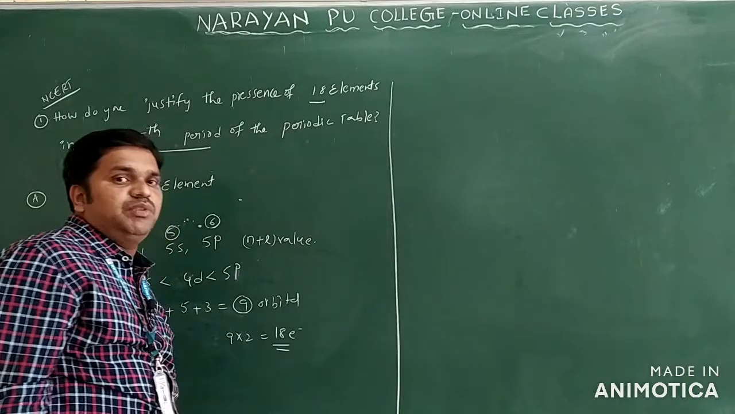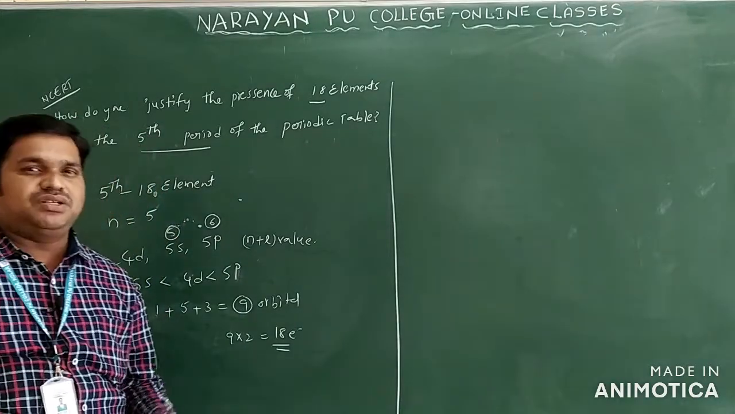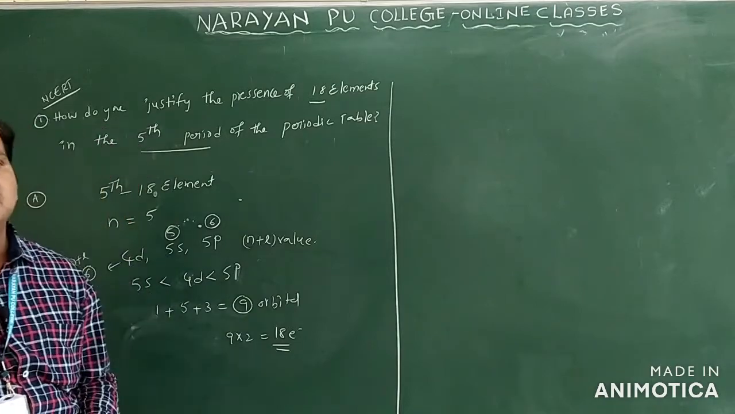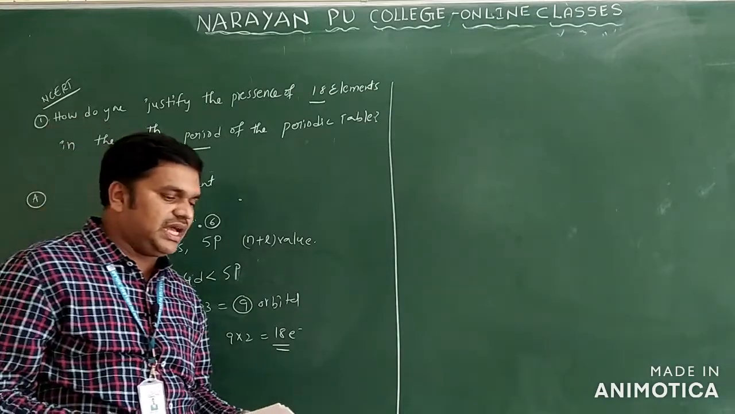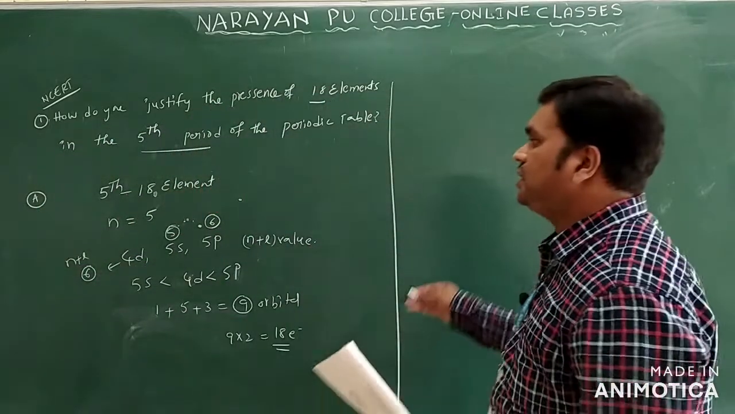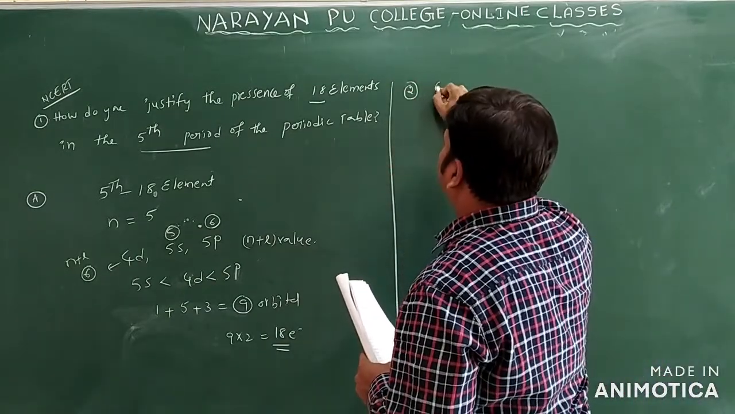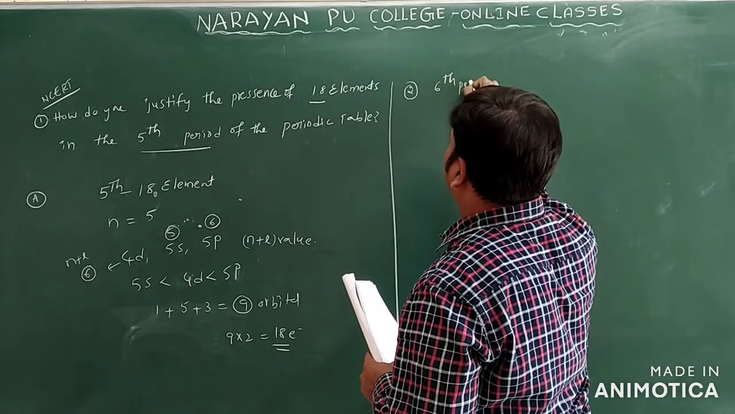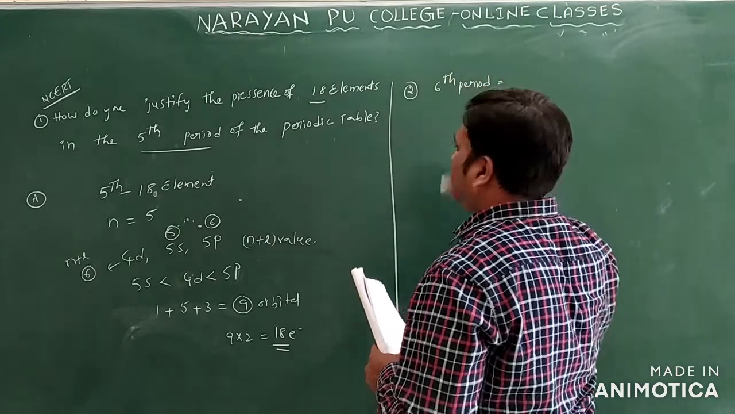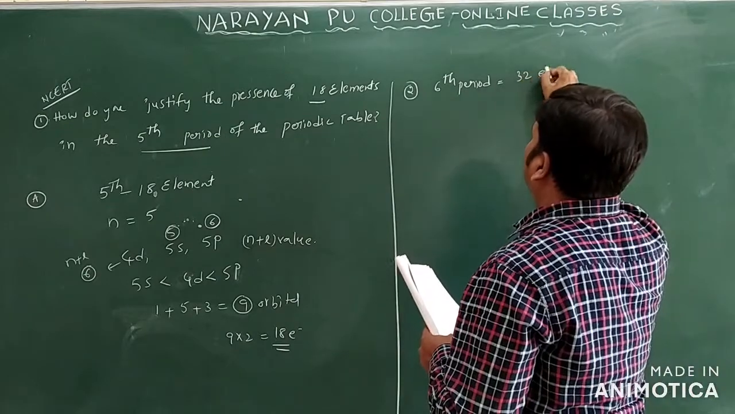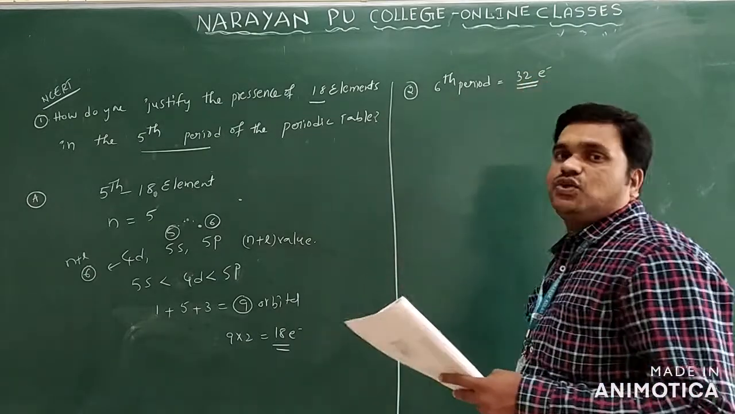Like this we can frame the questions for the second period, third period, fourth period, fifth period, and sixth period also. Let me write for the sixth period. Suppose I am taking the second question, the same question. Sixth period contains how many electrons? Generally the sixth period contains 32 electrons.